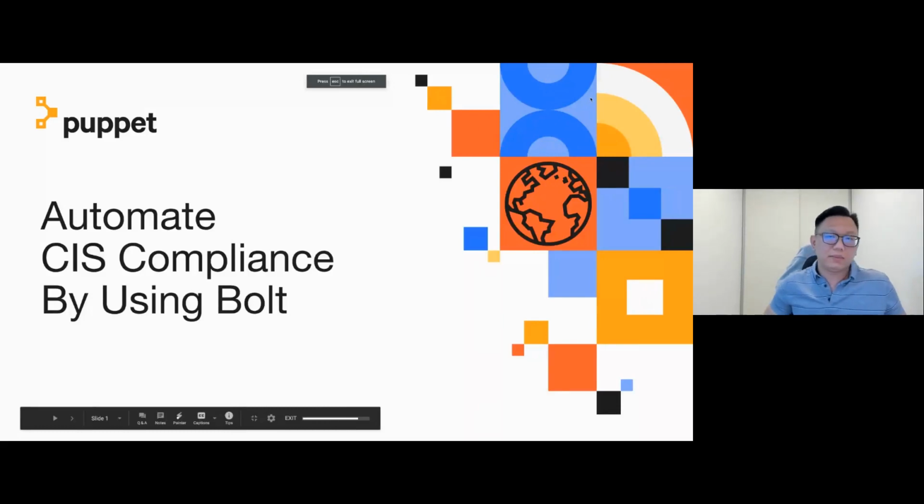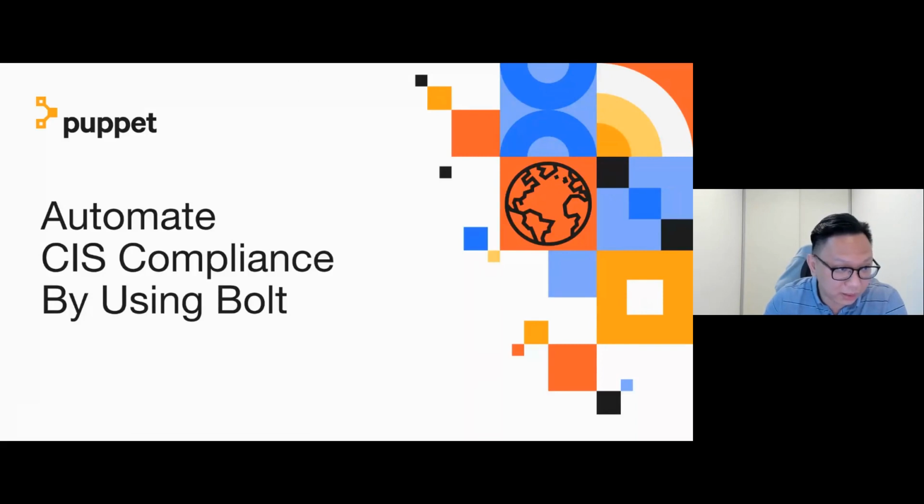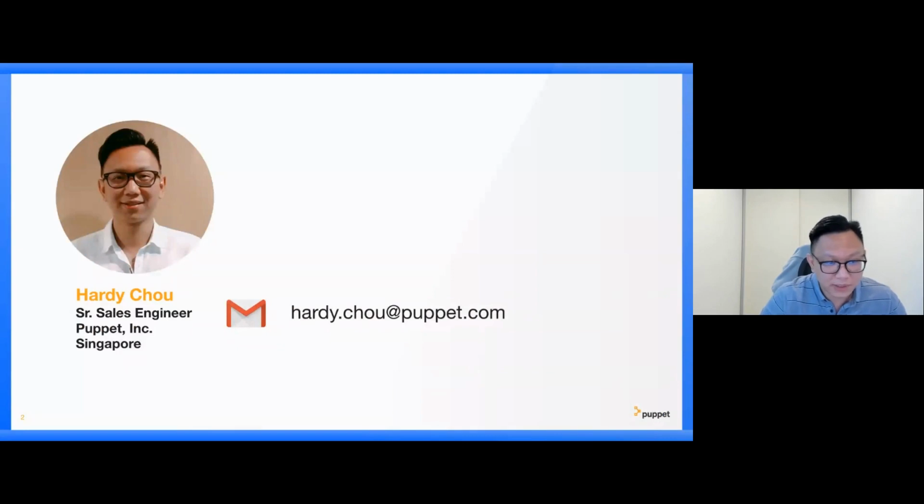Good afternoon, everyone. Today we are gonna go through a workshop about how we can automate CIS compliance by using Bolt, which is our Puppet agentless automation. My name is Hardy. I'm a senior sales engineer for Puppet Singapore, and this is my email address.